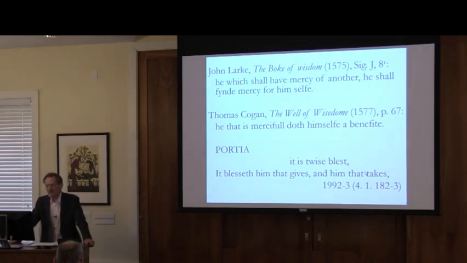One is John Locke, the Book of Wisdom. "He which shall have mercy of another," looking it up under mercy, what do you find? "He shall find mercy for himself." Or Thomas Cogan, the Well of Wisdom. "He that is merciful doth himself a benefit." Portia: "It is twice blessed. It blesseth him that gives and him that takes."